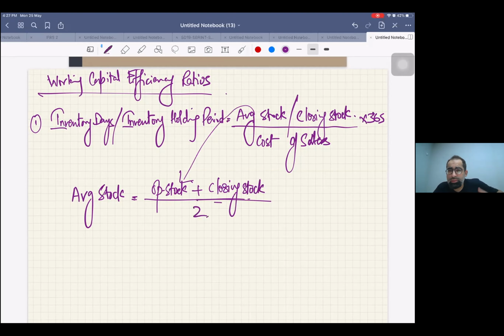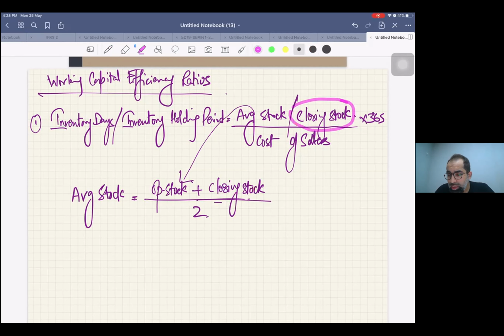But in many questions in the recent past papers, the examiner normally doesn't give the opening stock, so you have only one option, to use the closing stock, right? No other option is left. So what is the summary? If both opening and closing stock are given, then you use average stock, calculated as opening plus closing divided by 2. And if opening stock is not given, then simply closing stock divided by cost of sale into 365.